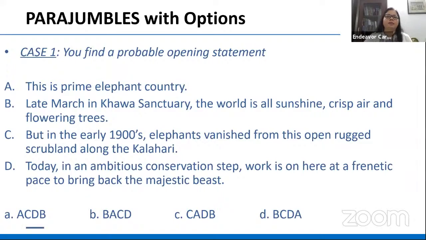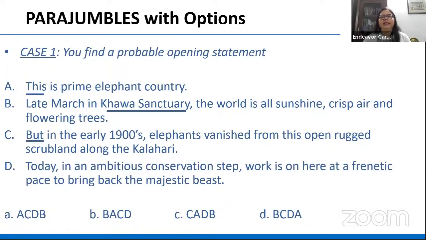A, this is prime elephant country. When I have this word, this pronoun here, I want to look at what it refers to, right? Which noun does it refer to? Or does it refer to a noun? Is there a noun here? B, late March in Quava Sanctuary, the world is all sunshine, crisp air, and flowering trees. I have a noun here. We're talking about a sanctuary. Maybe this refers to Quava Sanctuary. Perhaps. Let's look at that.